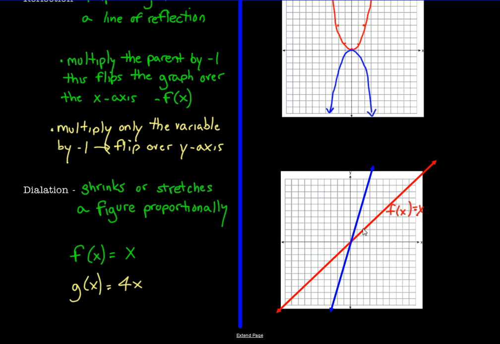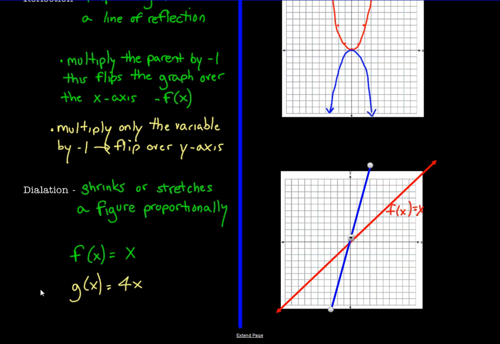It took the point that should be at 2, 2, and it stretched it vertically to 8 if I had drawn the line right. It took the point that should be at 3 and stretched it vertically to 12 because I'm multiplying it by 4. I'm multiplying the entire function by 4.